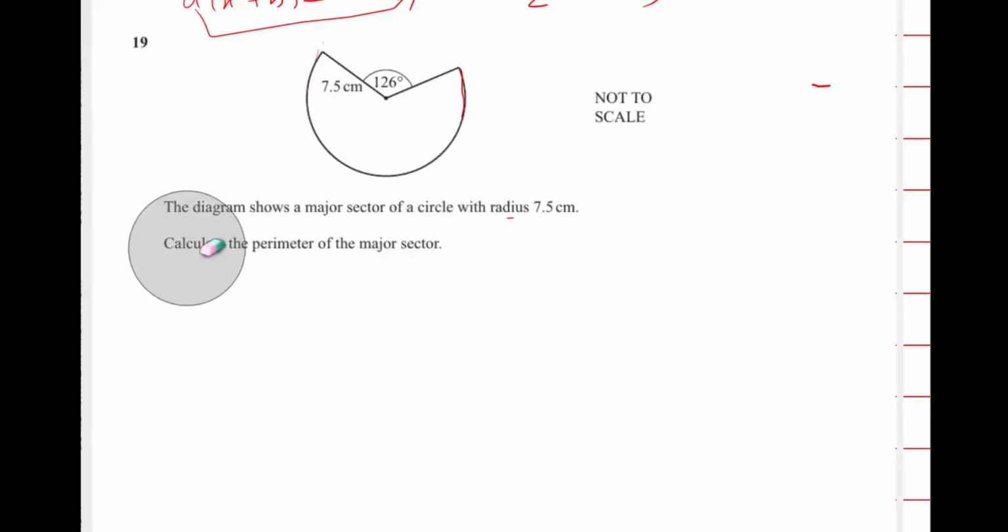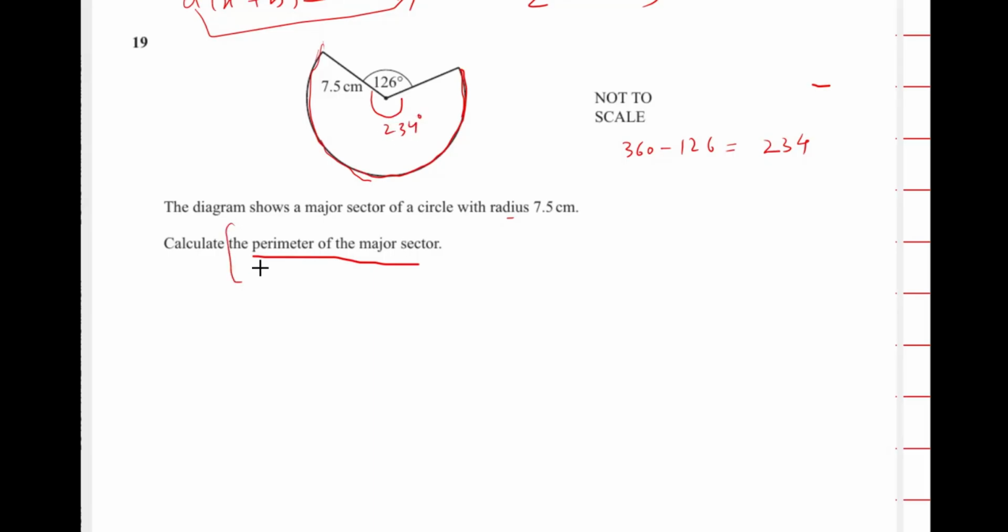Question 19. The diagram shows a major sector of a circle with radius 7.5 centimeters. Calculate the perimeter of the major sector. Look here, this is the major sector, and this major sector has the angle equal to 360 minus 126, and this value will be equal to 234. This angle is 234 degrees.